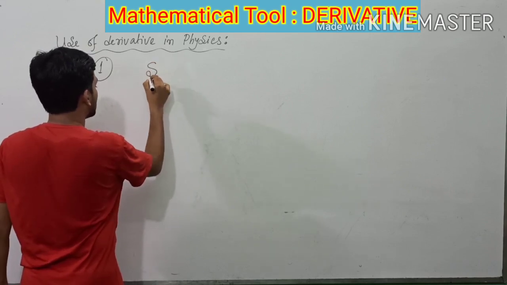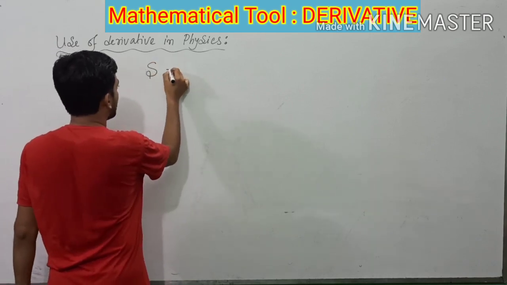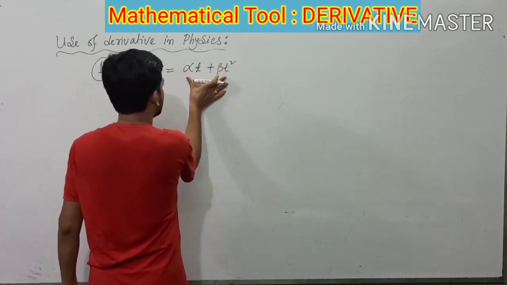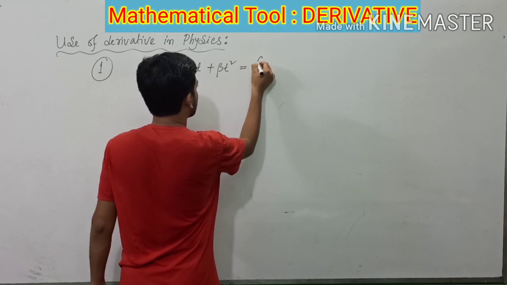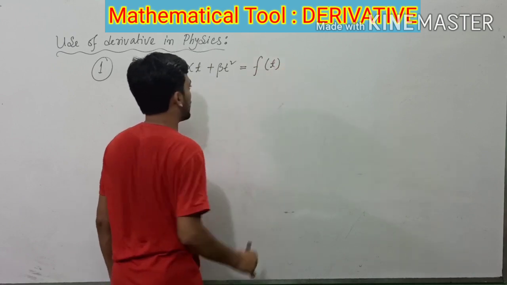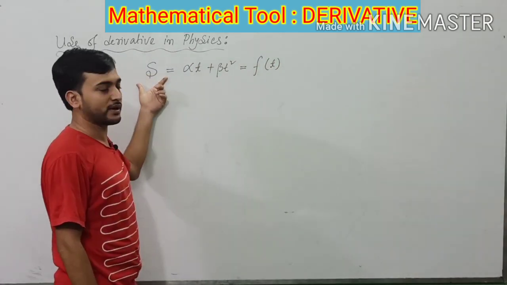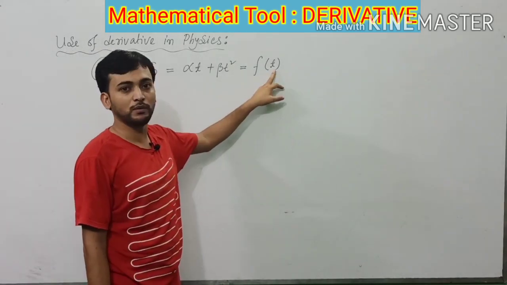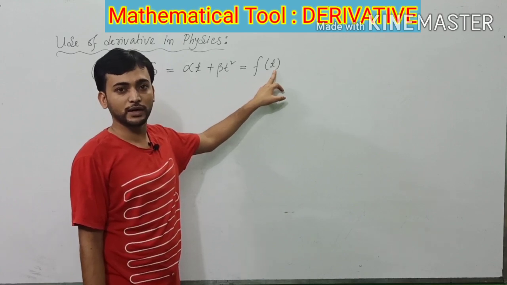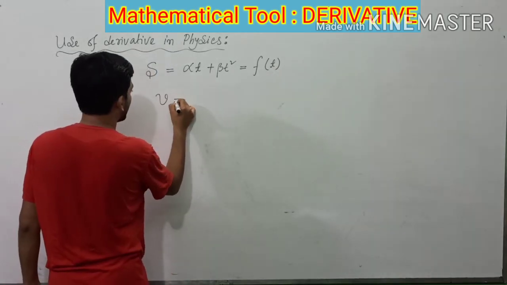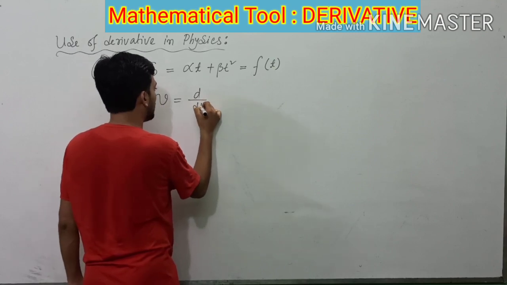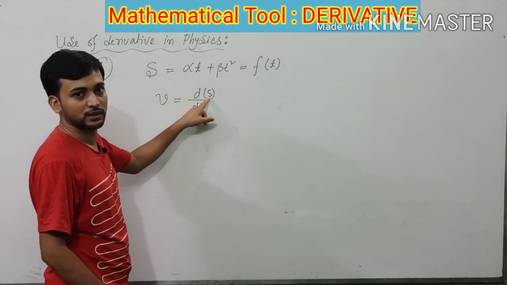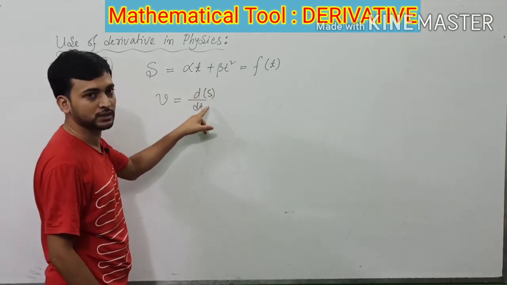Suppose displacement of a moving object at any time t is given as alpha t plus beta t square. This expression can be written as a function of t. Means what? Means we have been provided with the expression of displacement that involves time t. Okay, now velocity of the moving body can be written as derivative of displacement with respect to time t, that is d/dt of s, or you can say ds/dt. Understood?